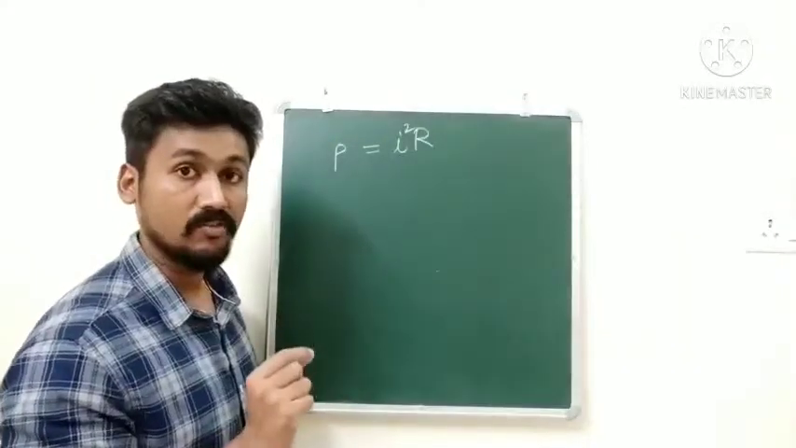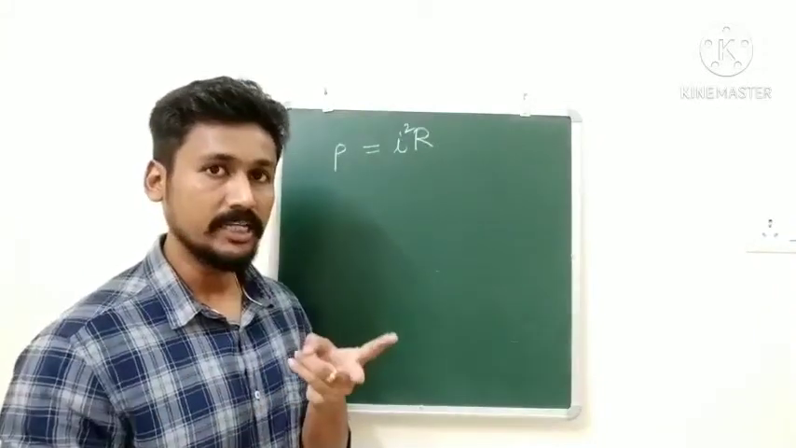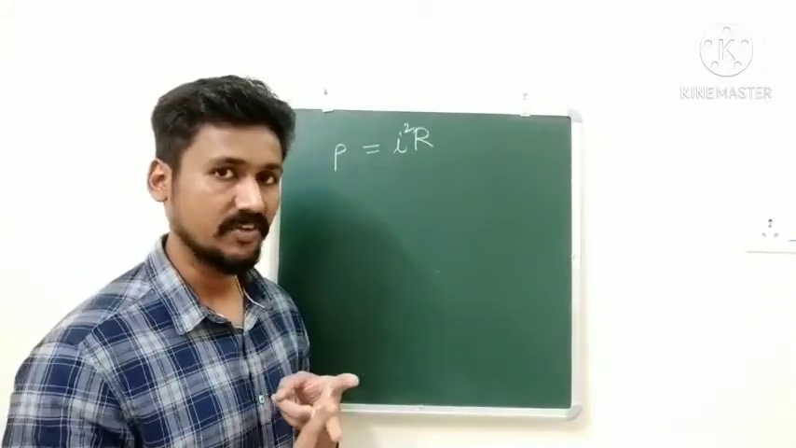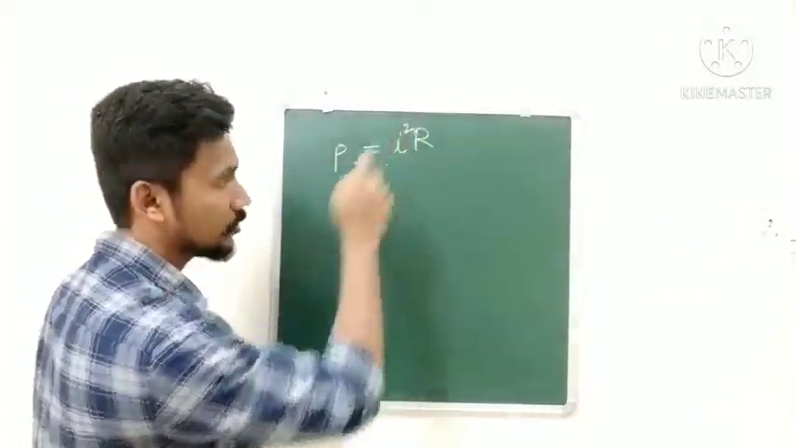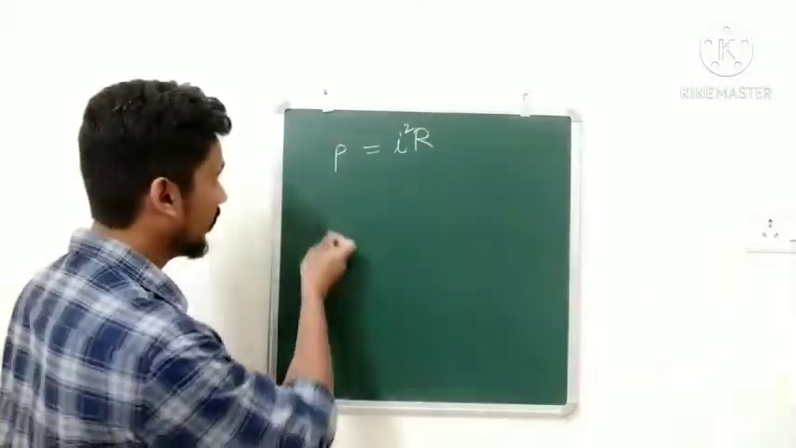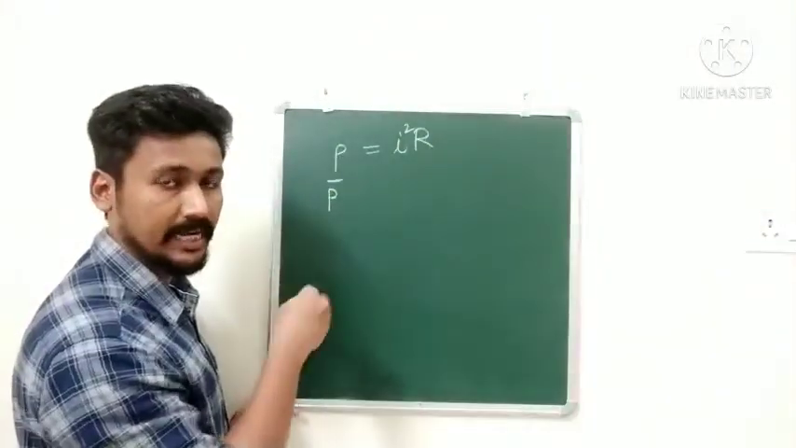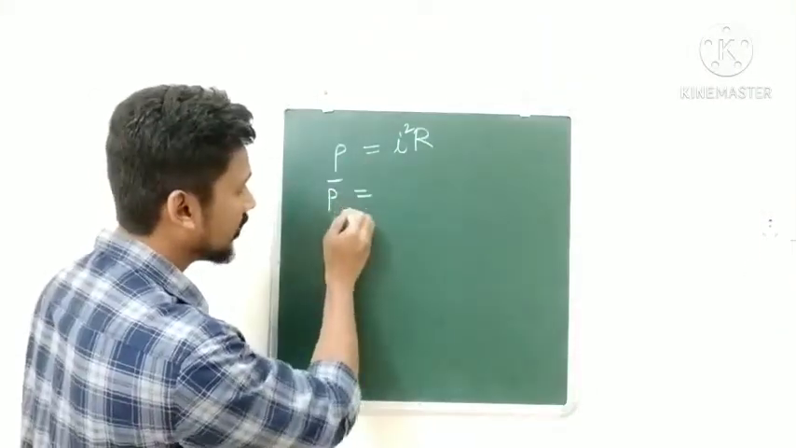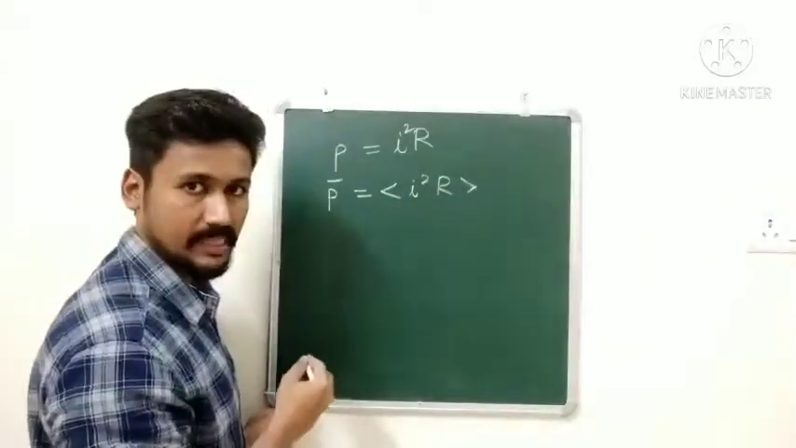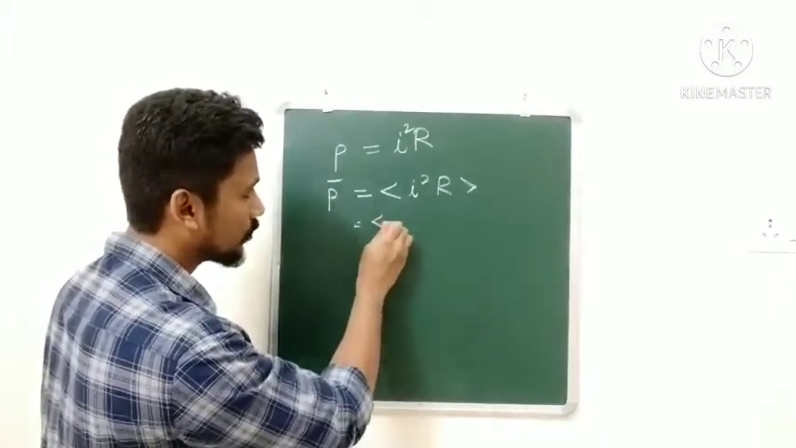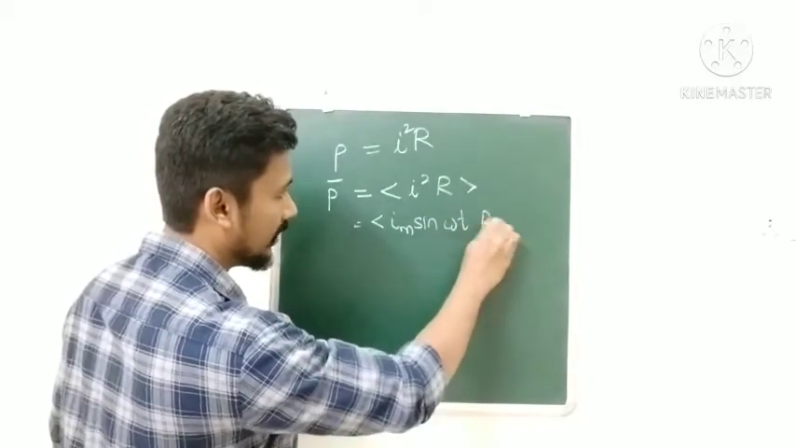Definitely we know the average current is zero and the average voltage is zero, but what about the average power? So let us find the average power. At any given instant, the power is given by P is equal to I square R. To find the average power, we will write the power with a bar on P, which gives the average value. So the average of P will be the average of the term I square R. How much is I square? I square is Im sine omega t, squared, multiplied by R.